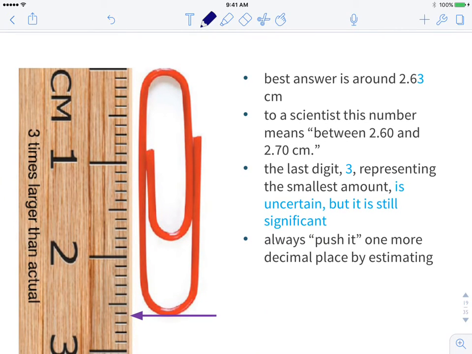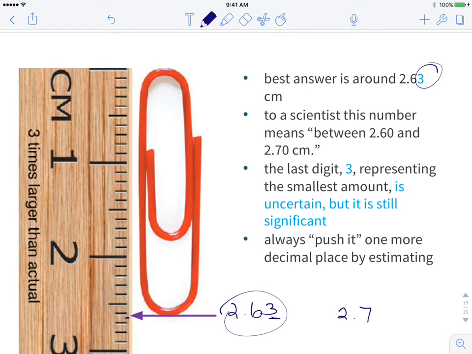So how does this apply to measurements here? I look at this and I have 2.5, 2.6, 2.7. My arrow here is pointing between 2.6 and 2.7. So I'm above 2.6, I'm below 2.7. Remember, I can estimate that last digit here. So I know it's less than 2.7. I know it's greater than 2.6. On the slide here I tell you that it's 2.63. So this is going to be my number.